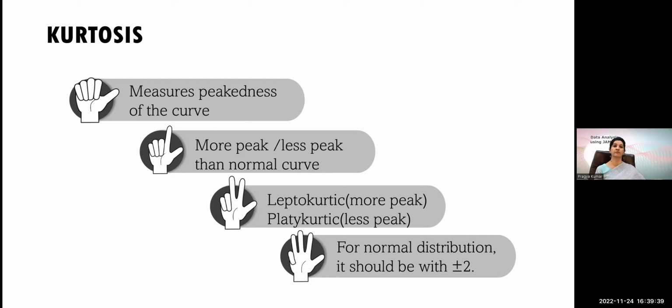So remember, for Shapiro-Wilk, we say that the p-value should be more than 0.05, then only the data is normally distributed. For skewness and kurtosis, the value should be within plus minus 2. Then we can say that the data is normally distributed. Kurtosis is regarding the height of the graph, and skewness is regarding the symmetry of the graph.